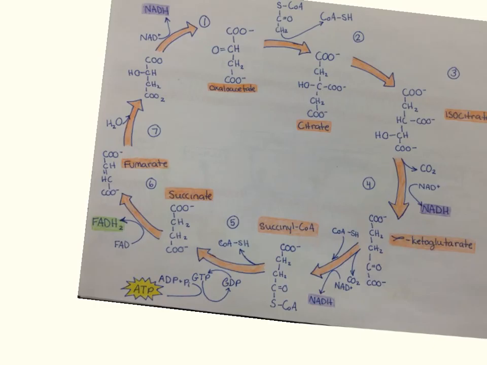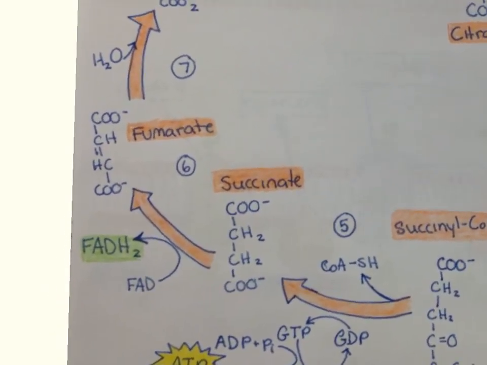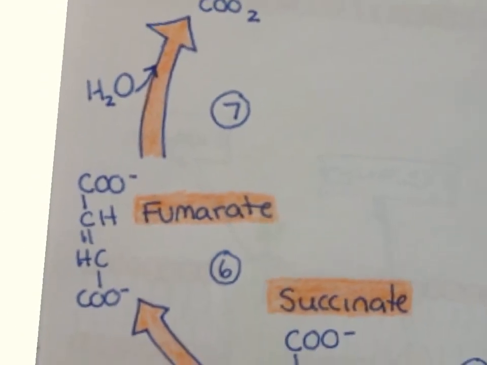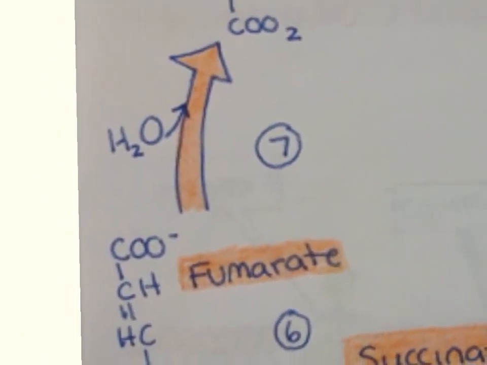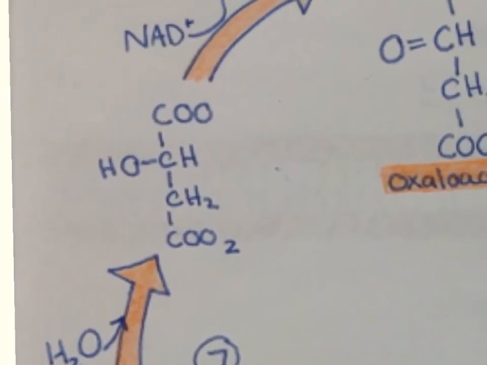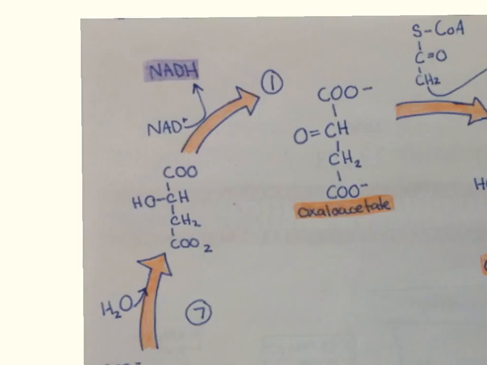And then in step 6, right here, FAD comes from the matrix and oxidizes succinate to form FADH2. Then the succinate becomes fumarate. And then in step 7, right here, H2O is added to the fumarate to form malate. Super simple. And then number 8, malate undergoes a redox reaction with NAD+ to make NADH and oxaloacetate.